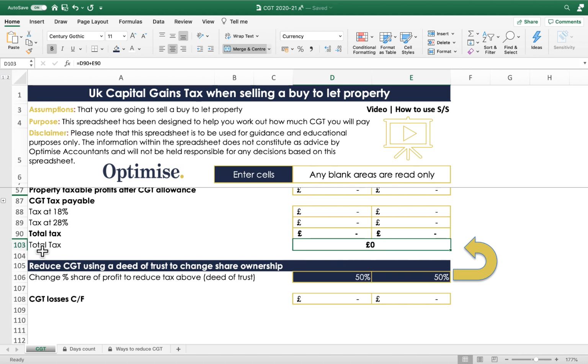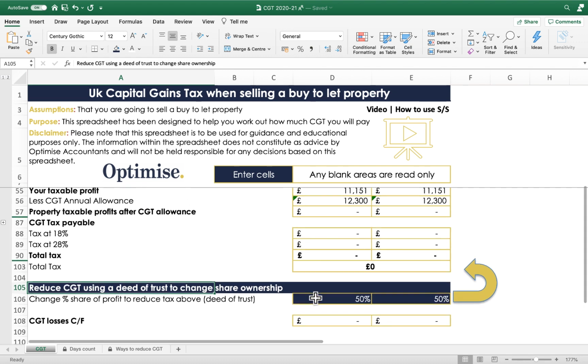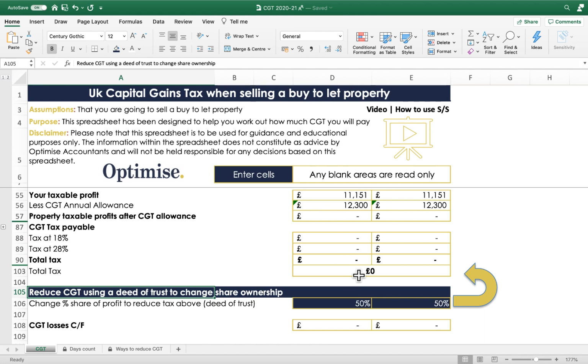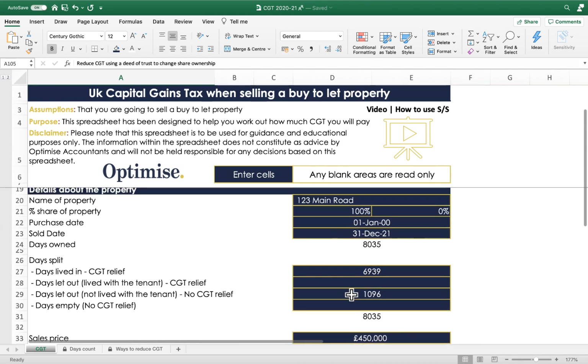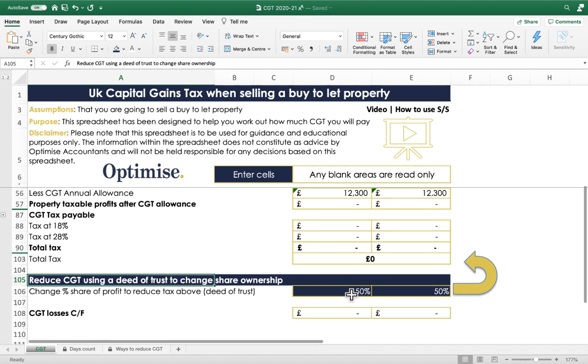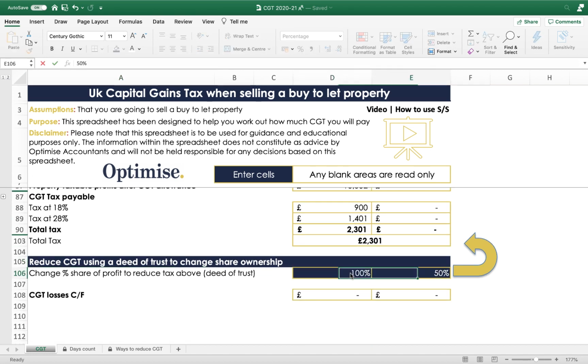Now, what you need to do is use a deed of trust. So a deed of trust is something that your solicitor will do to say, I'm transferring my share, or an element of my share, in this case 50%, over to my spouse. And for tax purposes, that is great because all of a sudden we've been able to reduce that tax liability. So initially we had 100% and 0%, and Sarah had a tax liability. Let me just correct that back to what it was. You can see there is 2301. But because we've now used the deed of trust, we've reduced that 2301 down to 0.